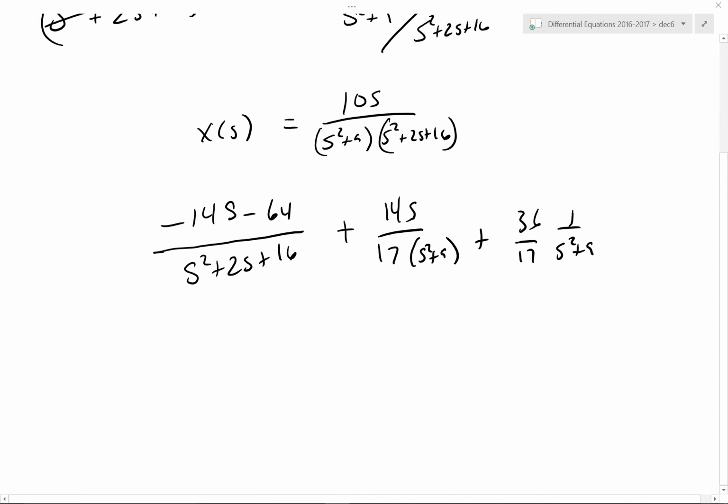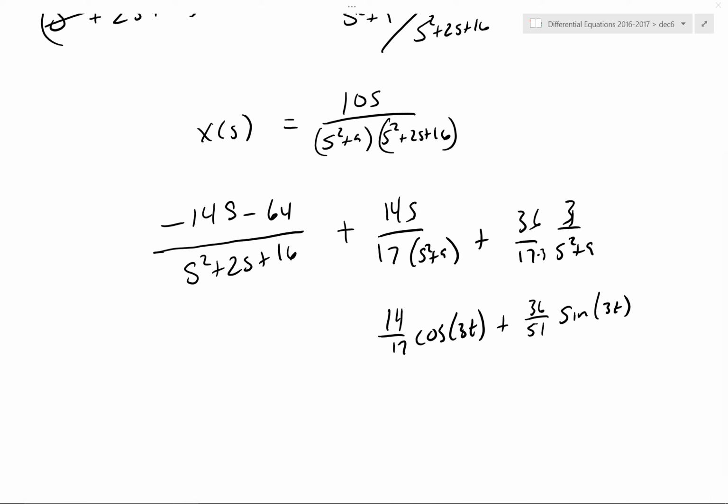Now, okay, clearly this is cosine, so 14/17 cosine of 3t, obviously. And then, of course, this one is, well, this is a 3. You're going to put a 3 on top and a 3 on the bottom, which makes it 36/51, which of course reduces, but this is not an Algebra 1 class, so whatever. Now, this one, I can complete the square in the basement, and I get this. You should check my math to see if I'm right, but I am.